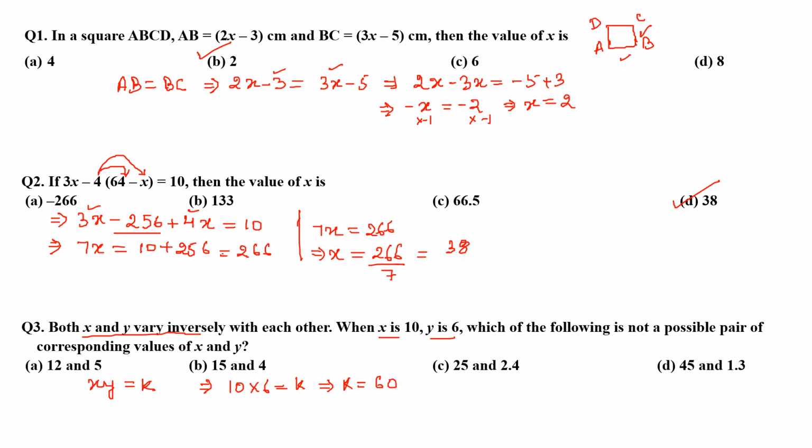Now we have to find which of the following is not a possible pair of corresponding values of x and y. In all the options, values of x and y are given, so you just have to find the product of x and y and check in which case you are not getting 60. First one, 12 into 5 is 60, 15 into 4 is also 60, 25 into 2.4 is also 60. But 45 and 1.3 if you multiply, you will get 58.5. So D is the option which is not a possible pair of corresponding values of x and y.